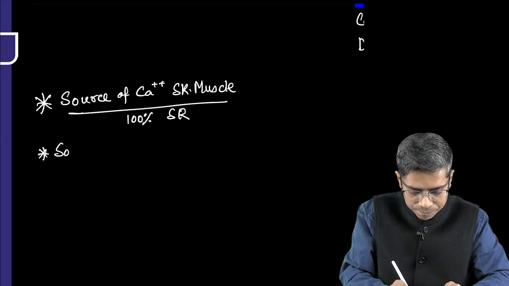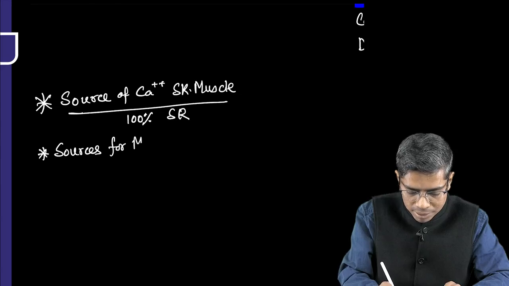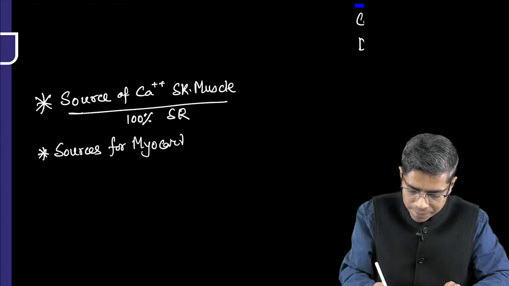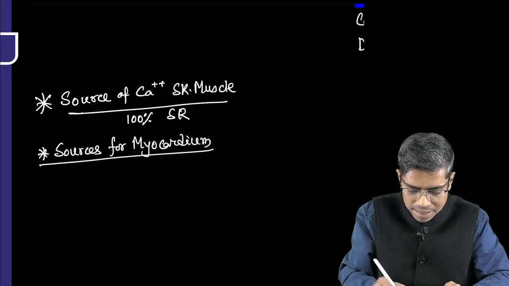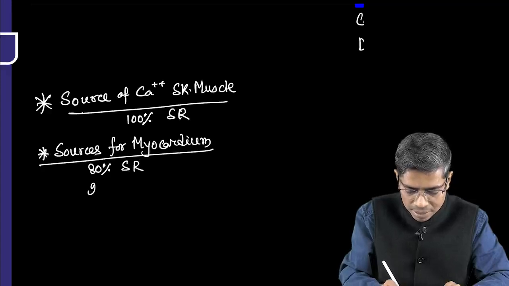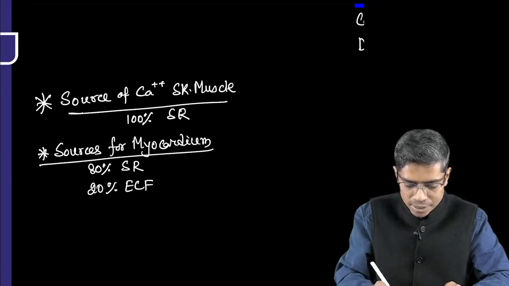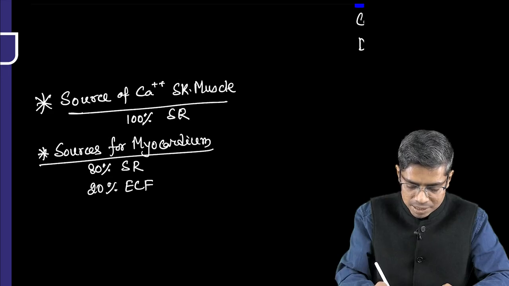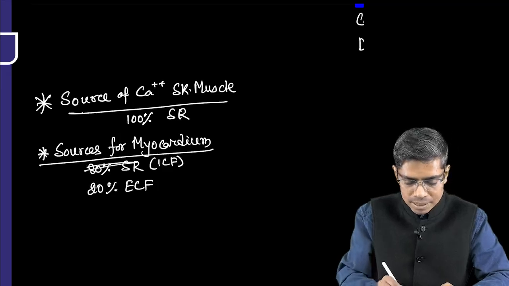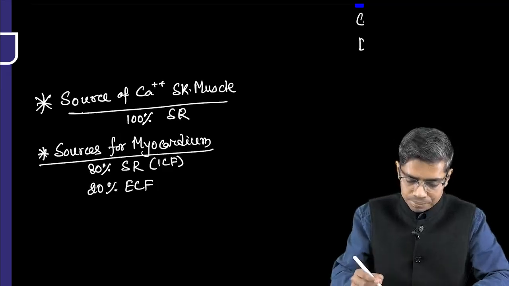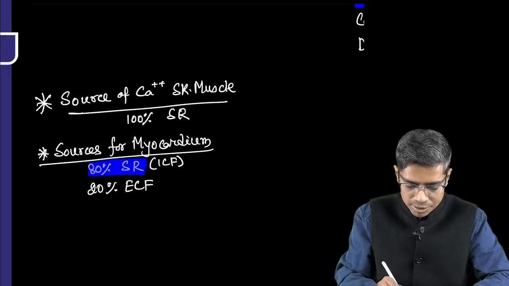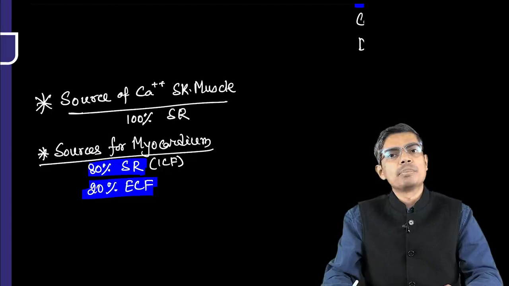But if I ask you the sources of calcium for myocardium, your answer will be that 80% calcium is from the sarcoplasmic reticulum and a small amount is coming from ECF calcium. So this 80% calcium is coming from intracellular fluid and 20% is coming from extracellular fluid. This is very, very important.